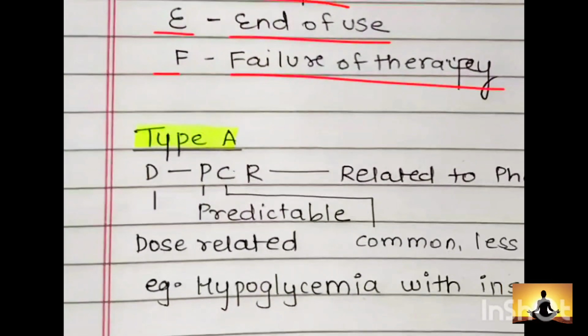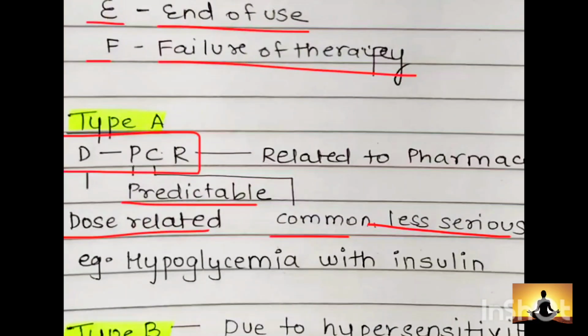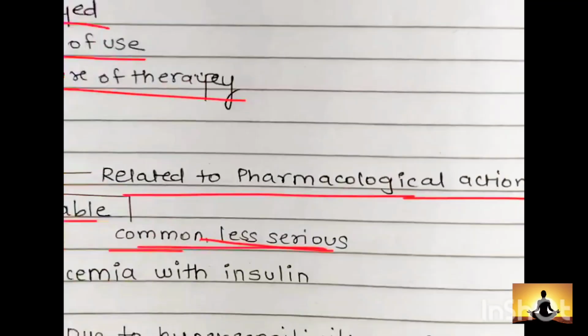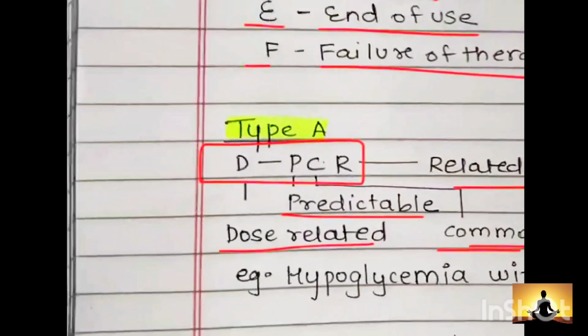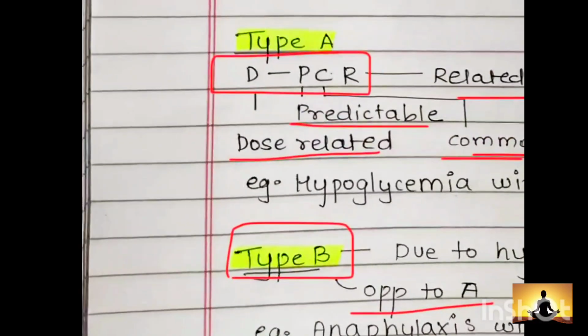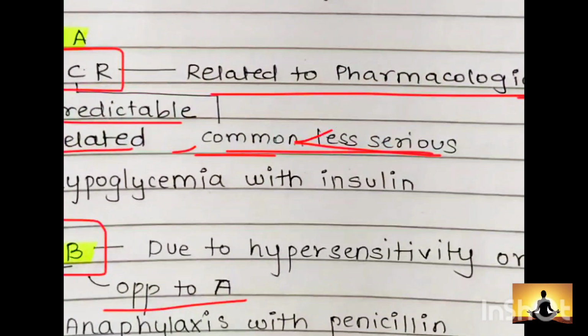So what is A? Here is a small trick for type A: DPCR. D is dose related, P is predictable, C is common and less serious, and R is related to pharmacological action of a drug. Now type B is exactly opposite to A, that is it is not dose related, it is not predictable, it is rare, but it is serious.